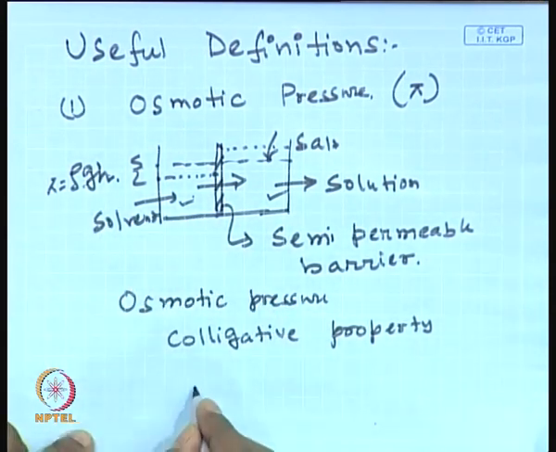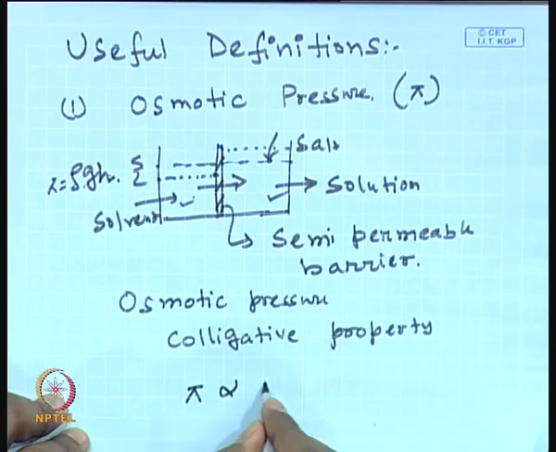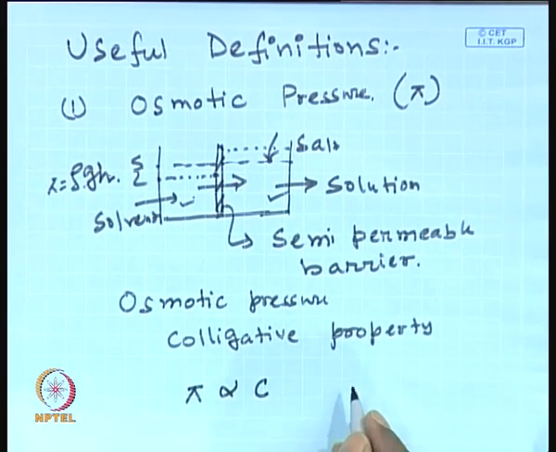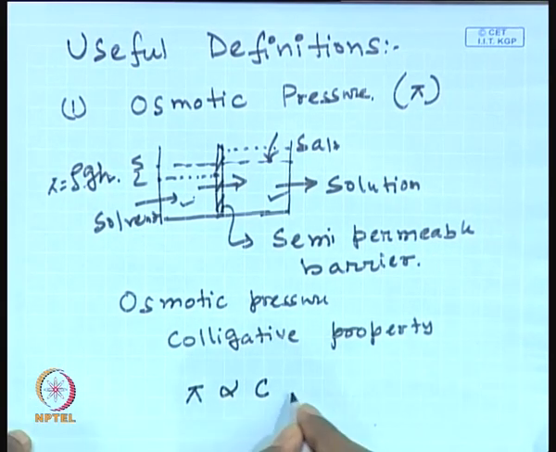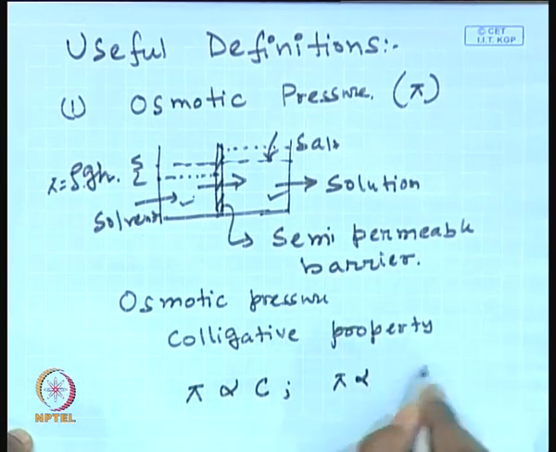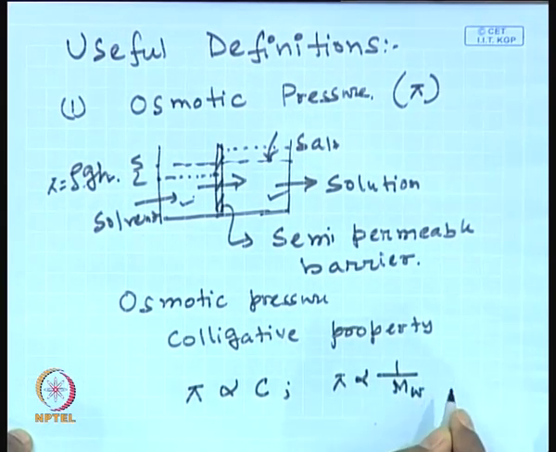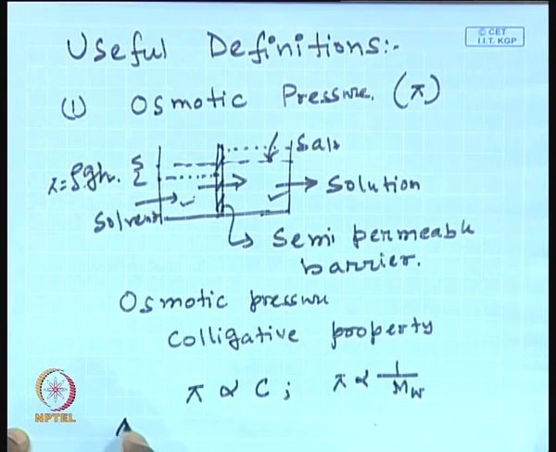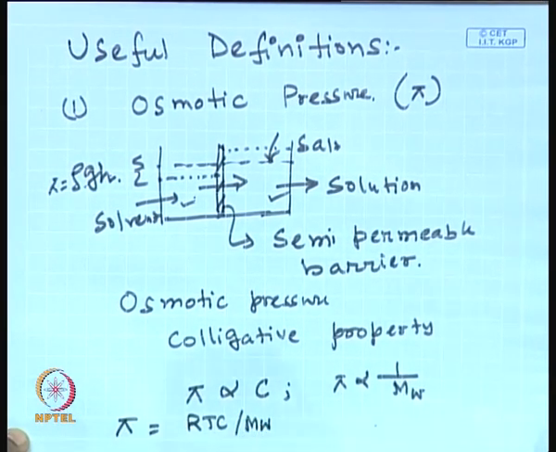So, therefore, osmotic pressure is directly proportional to the concentration of the solute, and osmotic pressure is inversely proportional to the molecular weight of the solute. Therefore, if you are talking about a solute which has a lower molecular weight, the osmotic pressure is very high. For dilute solutions, pi is given as RTC by M, where M is the molecular weight. This is known as the Van 't Hoff relation.